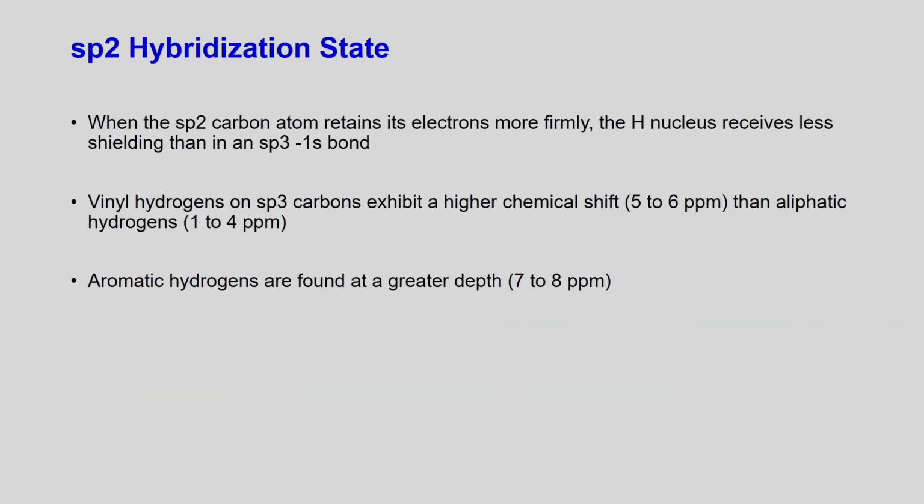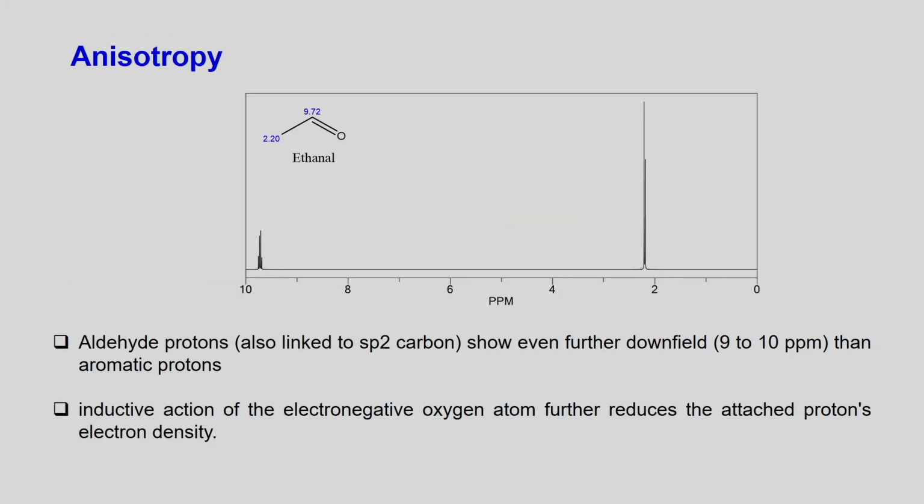So, when the sp2 carbon atom retains its electrons more firmly, the hydrogen nucleus receives less shielding than the sp3 C-H 1s bond. So, the vinyl hydrogen on sp2 carbons exhibits a higher chemical shift than the aliphatic hydrogen. Okay. So, aromatic hydrogen compounds, I have already shown, these nuclei fall in the region of 7 to 8 ppm.